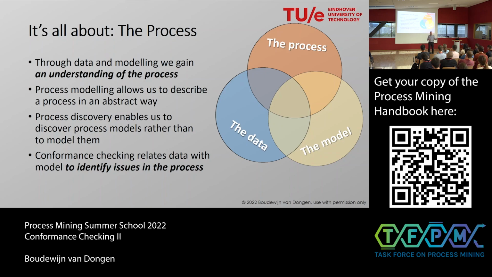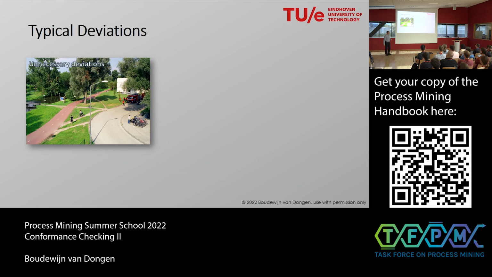They don't care that the fitness of the model you show them with the log that you have is 0.8. They want to know what is wrong with the remaining 0.2. Or you can help them to get 0.8 to 0.9, right? That's what they're looking for. So we are always talking about the process. And deviations come in different types.